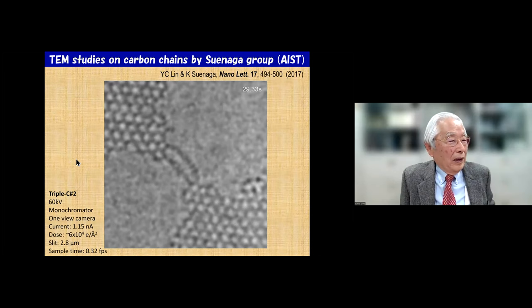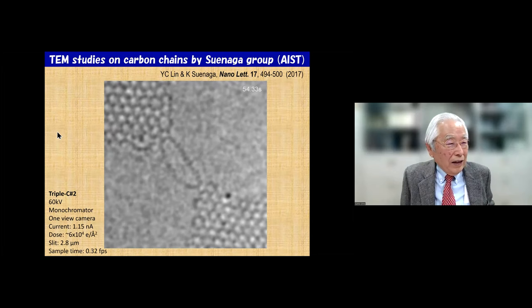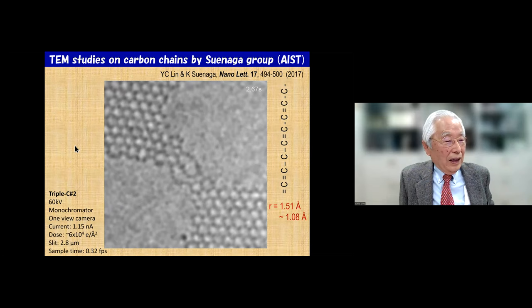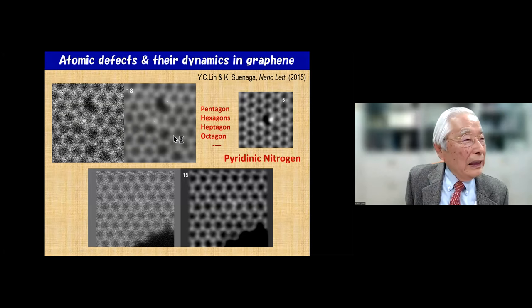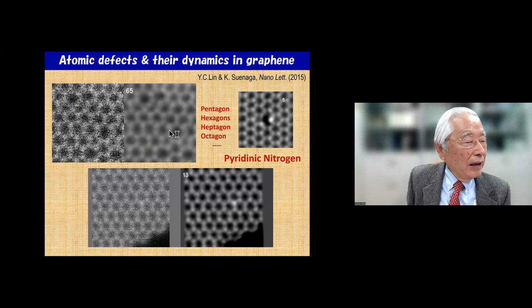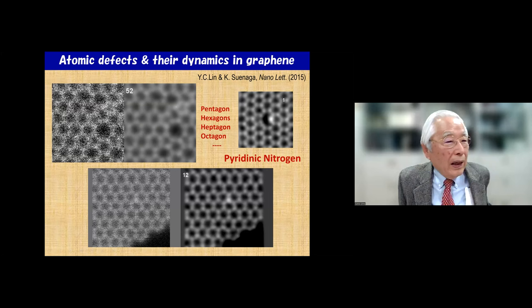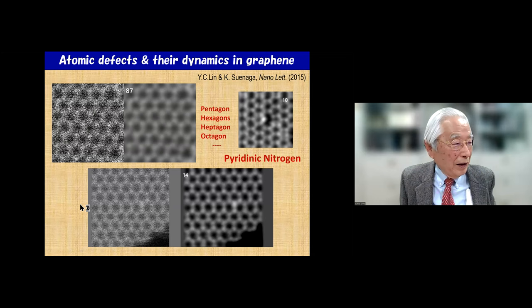This is a single filament, a carbon necklace. The dynamics are fantastic. And he also developed EELS high resolution imaging as well. And this is graphene and its dynamics, and the brighter spots are where the nitrogen atoms are in this graphitic network. So we enjoyed a lot of this high resolution work at the beginning.